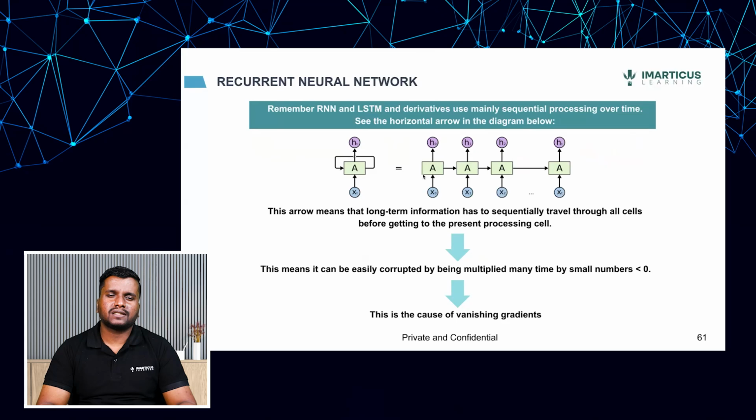Now, let us try to understand the architecture of RNN. Remember, RNN and its derivatives, basically LSTM, which is derived from RNN, are used mainly for sequential processing of data. So here we have a sequential network where we can see multiple layers of networks, multiple neurons. These arrows basically mean that long-term information has to travel sequentially through all cells before getting to the present processing cell. This means it can be easily corrupted by being multiplied many times by small numbers less than 0. This is because of the vanishing gradient problem. So what is the problem over here?